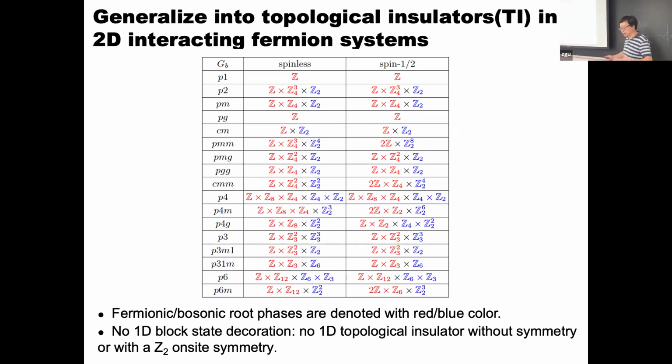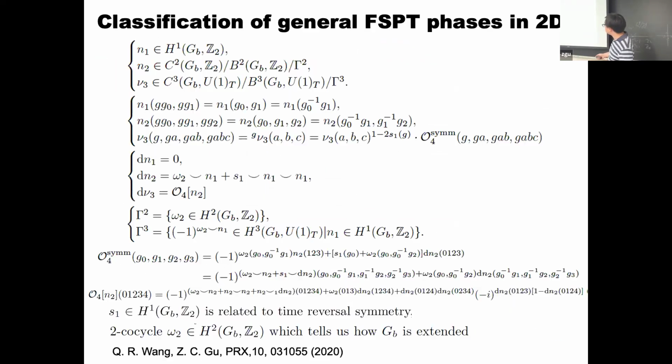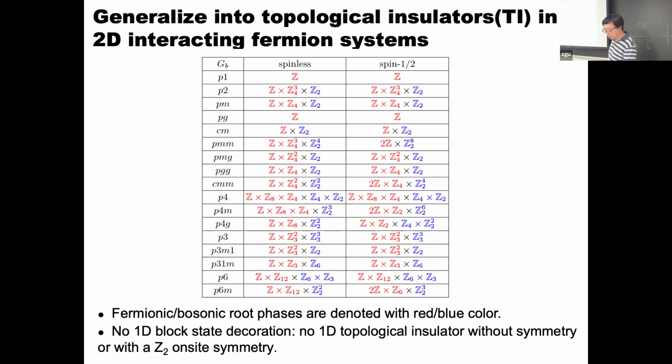But again, there's no 1D block. The result is pretty simple, just all these 1D representations on the 0D block. You can just figure out what the bosonic root phases are and what the fermionic root phases are. You can again compare with the spectral sequence calculation. We can also do this calculation with some additional U1, and they all match.